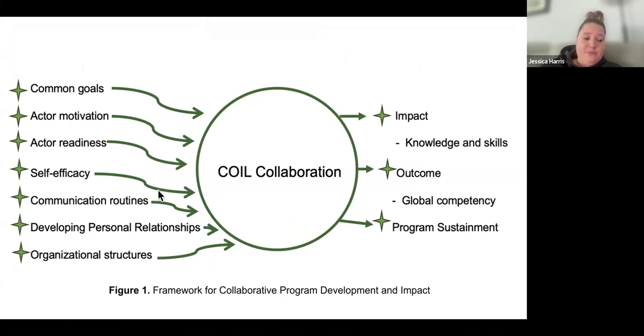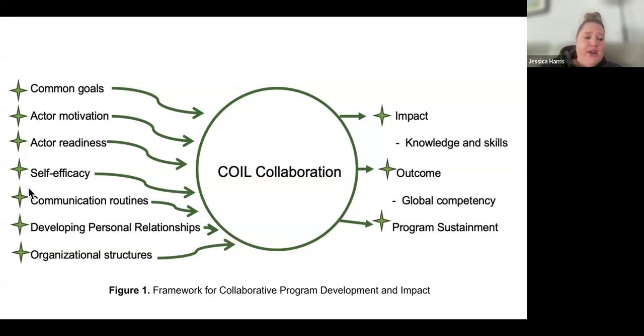For example, looking at common goals. This construct emphasizes the importance of having shared objectives among all participants in the collaboration. For success, professors and students need to have those aligned goals in the process, such as enhancing cultural understanding, improving global health perspectives, those types of things.